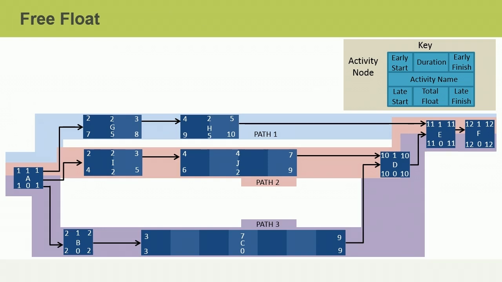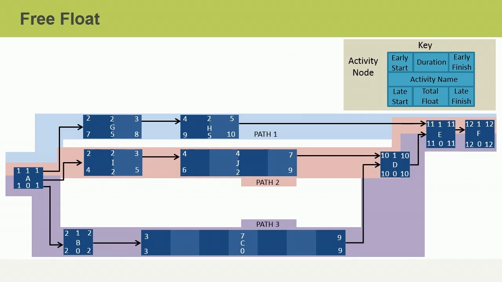Now take a moment and evaluate activity G on path 1. Does it have any free float? Remember, free float is the amount of time that activity G can be delayed without delaying the next scheduled activity on the path, which is activity H. If you need a hint, compare the early finish and late finish of activity G to the early start and late start of activity H. Is there any gap between them? So based on this information, how much free float does activity G have? Feel free to pause the video at any time and resume when you're ready.